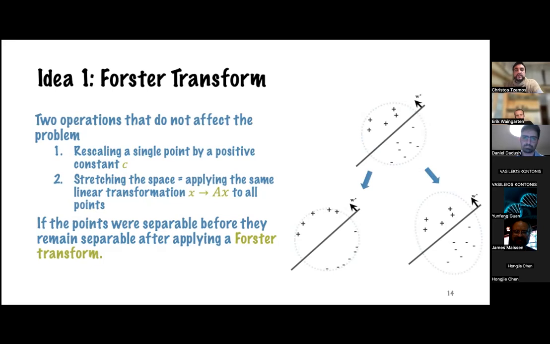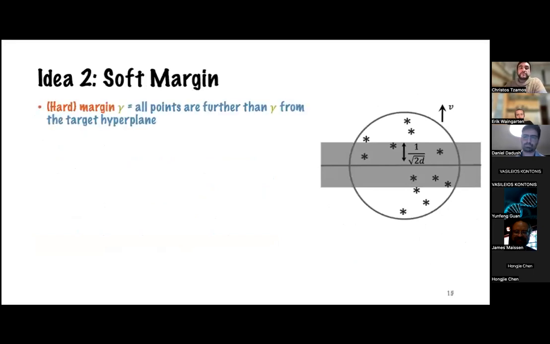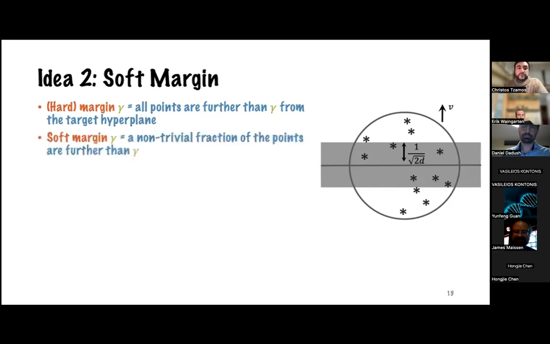So that's the main idea. We can use Forster transforms as a pre-processing step in learning half spaces. And the second idea is the concept of the margin, on which most algorithms like perceptron or linear programming depend. If you have margin gamma, you need all points to be further away than gamma from the target hyperplane. Instead, we relax this concept to what's called the soft margin, where we only require that a non-trivial fraction of the points are further than the margin. We do not want every point to be far away; it suffices for our purposes to have a non-trivial fraction of the points further than gamma.